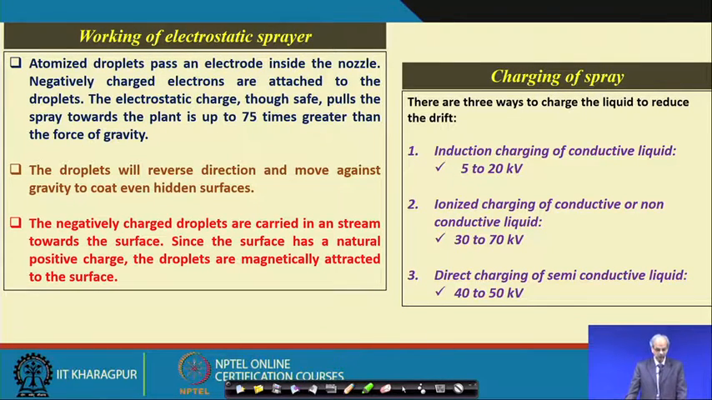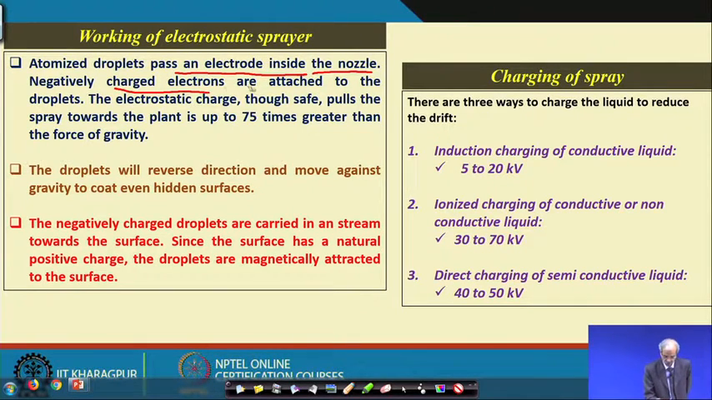Working of electrostatic sprayers, how do they work? We need to look into this here. Atomized droplets pass an electrode inside the nozzle, and negatively charged electrons are attached to the droplets. While we discuss, we have given you this write up, so that it will help you understand the details when you go through the video. While we are talking, you may forget, and that is why we have given you this write up.